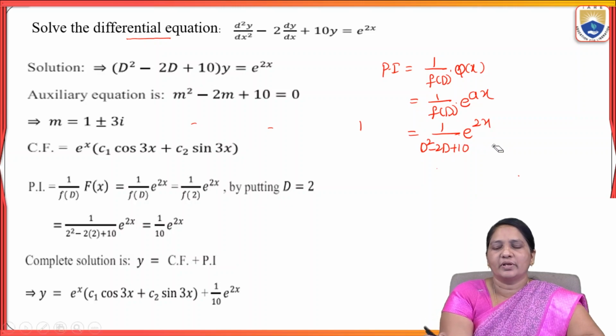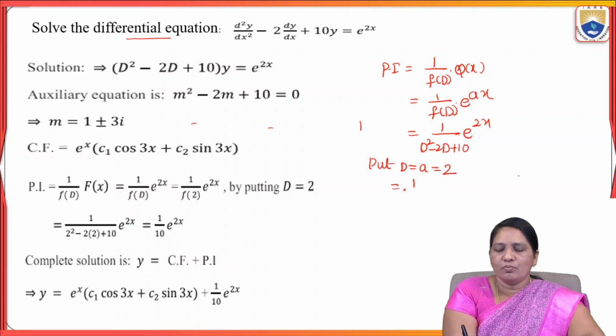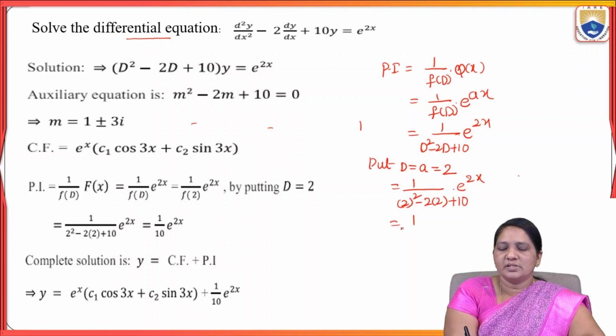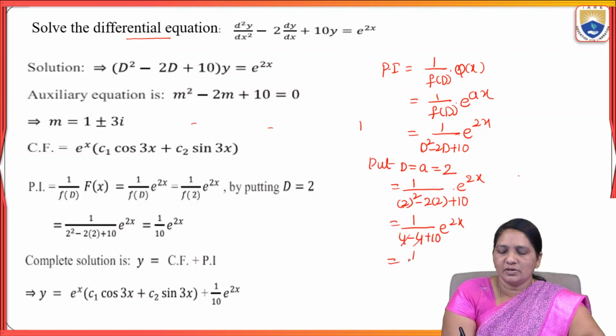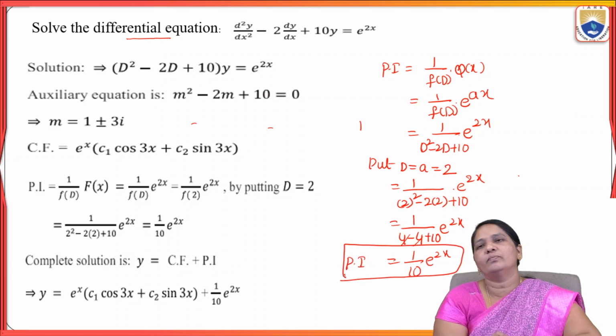into e power 2x. Here put D equal to a. So what is the a value? 2 here. So now 1 by 2 square minus 2 into 2 plus 10 into e power 2x. Now what is this value? 2 square is 4 minus 4 plus 10, e power 2x. So finally 4 minus 4 will be cancelled. 1 by 10 into e power 2x. This is the value of the particular integral.